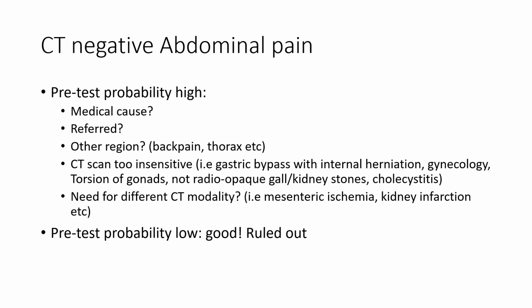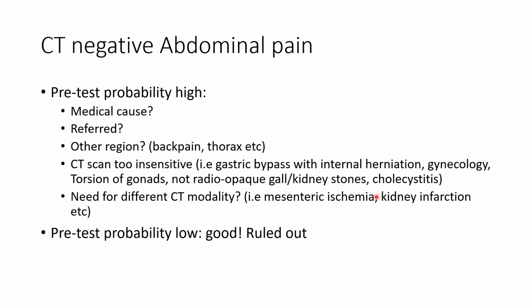Is it coming from other regions, right? Is this actually from neighboring regions? Is this back pain? That's why you don't see anything, but it's just localized in the stomach. Is it thoracic, right? Or is the CT scan too insensitive to actually pick it up? It may be a gastric bypass patient with internal herniation where the CT scan is less than perfect. It can be a gynecological cause where the transvaginal ultrasound is a much better test, especially for stuff like torsion. It may be another non-radiopaque thing, and so on.